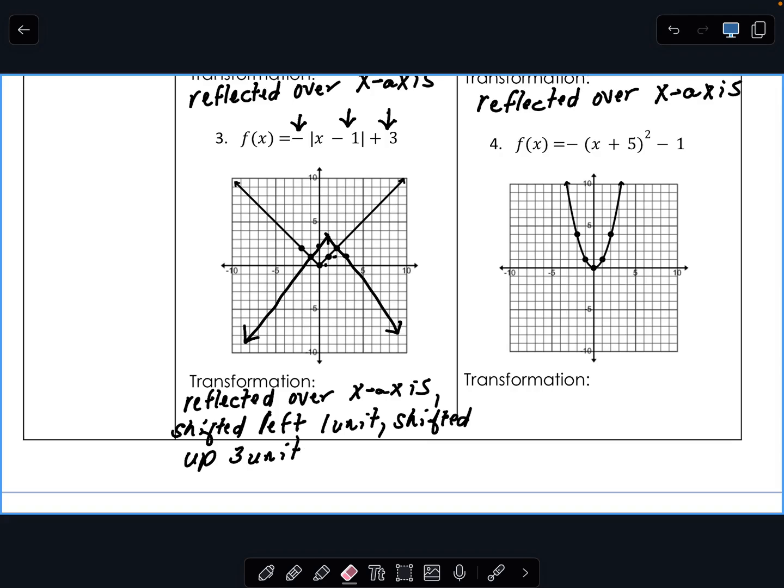Okay. All right, and I'm going to leave this last one for you, but I'll give you a hint. You have a reflection. You have a horizontal movement, and you have vertical movement. So if you need any help, please come and see me.